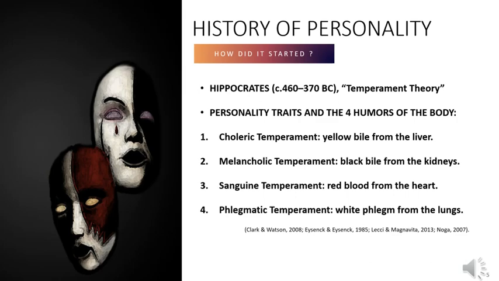These four fluids are as follows. 1. Choleric temperament, which is represented as yellow bile from the liver. 2. Melancholic temperament, represented as black bile from the kidneys. 3. Sanguine temperament, as the red blood from the heart. And the last one, phlegmatic temperament, as the white phlegm from the lungs.